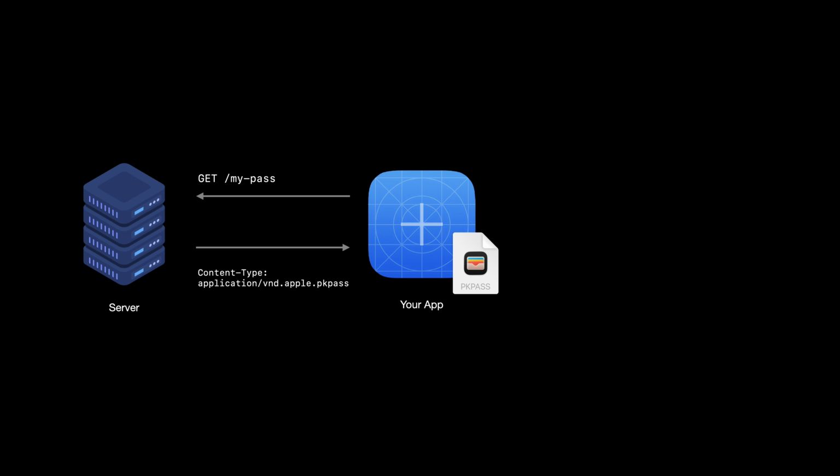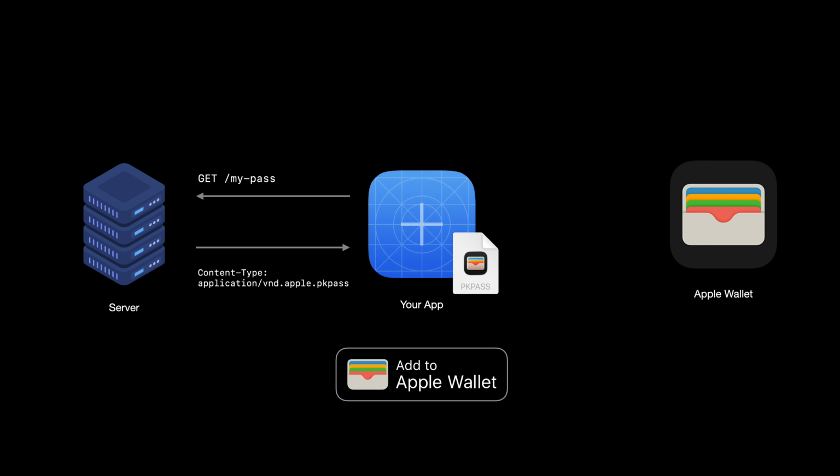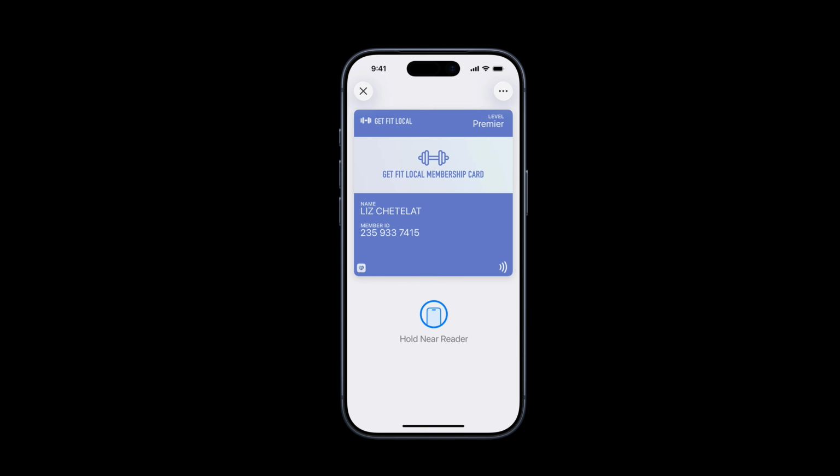In your app, you can use that pass data to show an Add to Apple Wallet button, which, once pressed, will make the pass available on your wallet. You can choose to distribute your passes in a different way, like email, SMS, etc. The pass itself is just a file that needs to be opened in the phone.